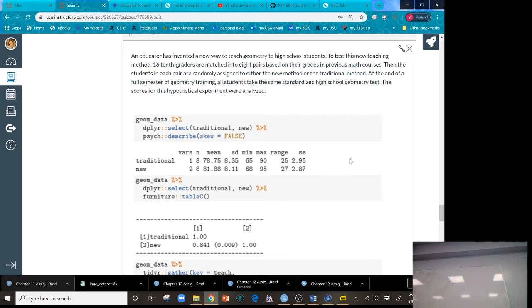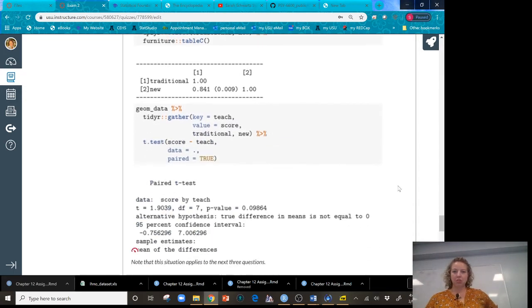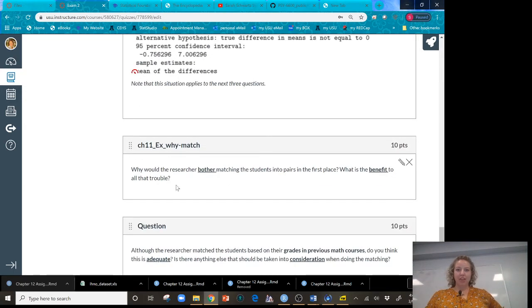Okay, so what were you asked to say? Why would you bother? What's the benefit? The benefit is we're able to control for the possible confounding effect of prior math ability, so that we don't end up inadvertently having all the best students in one group and all the worst students in another group.